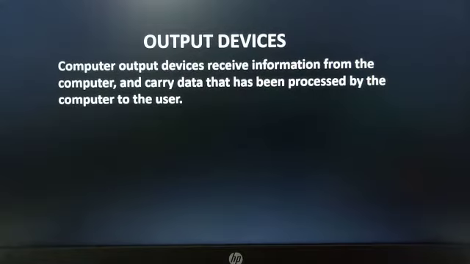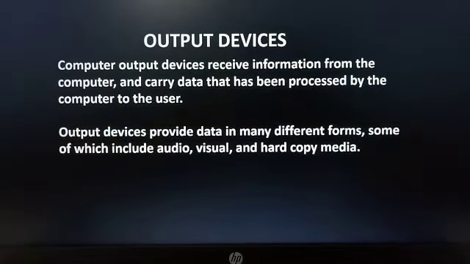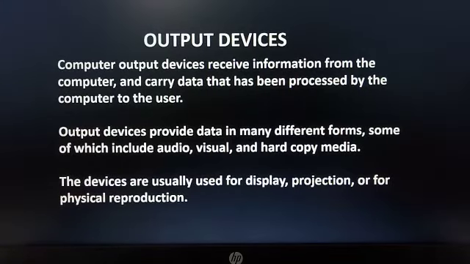Output devices. Now what is an output device? Computer output devices receive information from the computer and carry data that has been processed by the computer to the user. Output devices provide data in many different forms, some of which include audio, visual and hard copy media. The devices are usually used for display, projection or for physical reproduction. So this is what we call output devices, and there are several forms of output devices that will be studied.